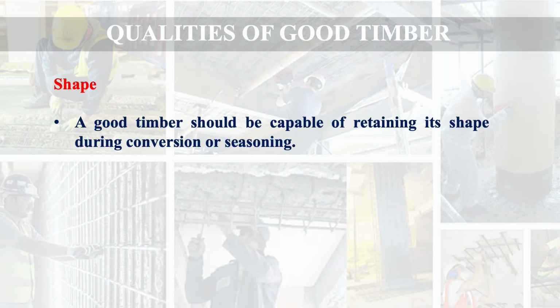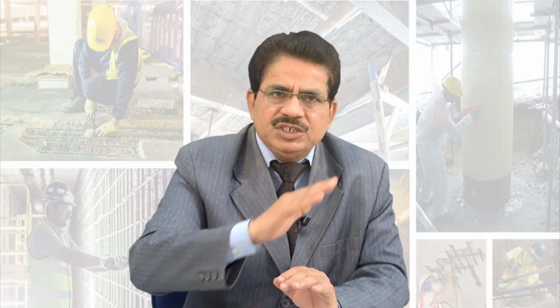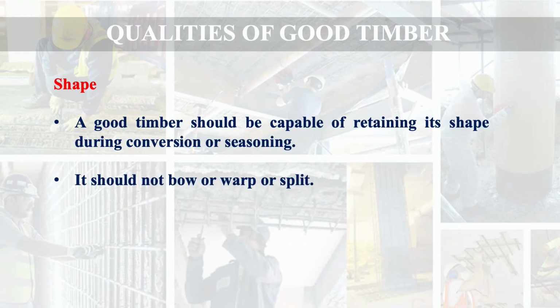Then shape. A good timber should be capable of retaining its shape during conversion or seasoning. You have seen the defects in timber due to different reasons, that there were defects during conversion and defects during seasoning. So here the good timber should be capable of retaining its shape. There should not be any deformation, or any change in the shape during conversion of the timber and also during seasoning of the timber. It should not bow, warp or split. These are some of the defects basically, and there should not be any such defect in the shape of the timber.